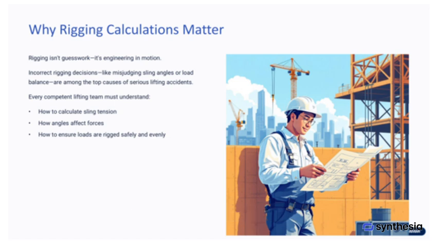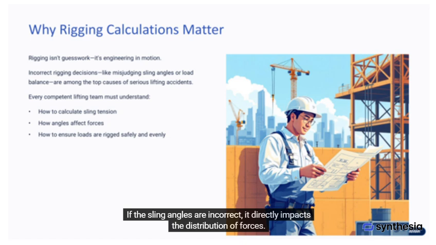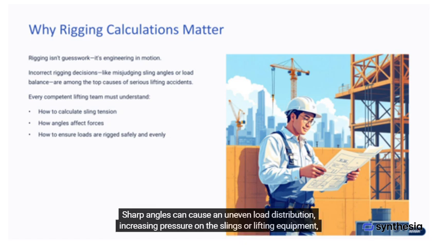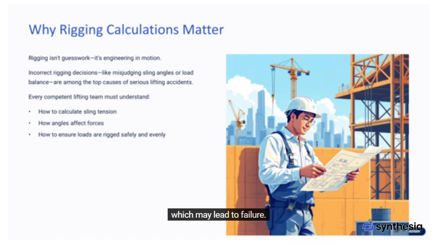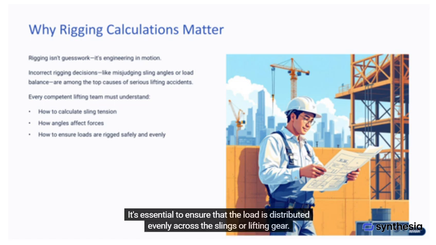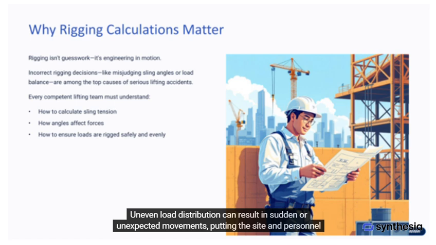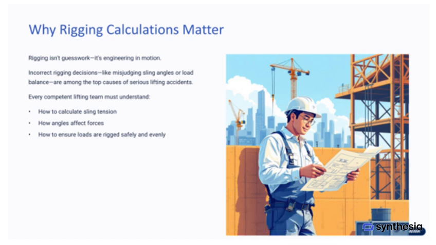How angles affect forces. If the sling angles are incorrect, it directly impacts the distribution of forces. Sharp angles can cause an uneven load distribution, increasing pressure on the slings or lifting equipment, which may lead to failure. How to ensure loads are rigged safely and evenly. It's essential to ensure that the load is distributed evenly across the slings or lifting gear. Uneven load distribution can result in sudden or unexpected movements, putting the site and personnel at risk.